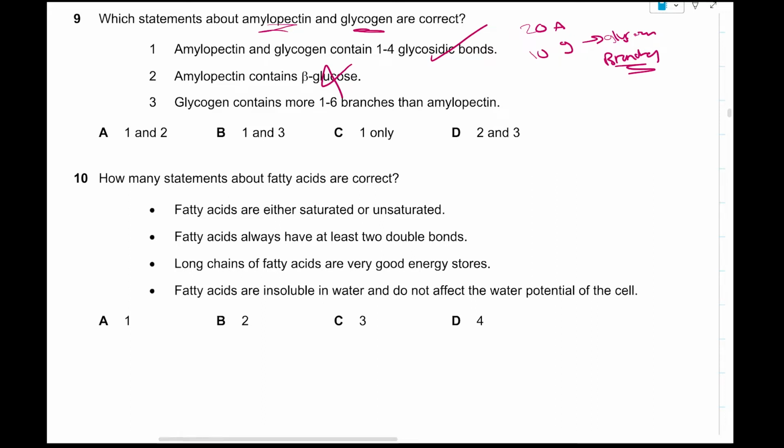3. Glycogen contains more 1 to 6 branches than amylopectin. I just mentioned the 1 to 6 bonds are formed within the branches. And as I also mentioned, glycogen forms branches every 10 monomers. Therefore, it's going to be more branched. Therefore, has more 1 to 6 glycosidic bonds. Therefore, this is correct. And the answer is going to be B. Question number 10.